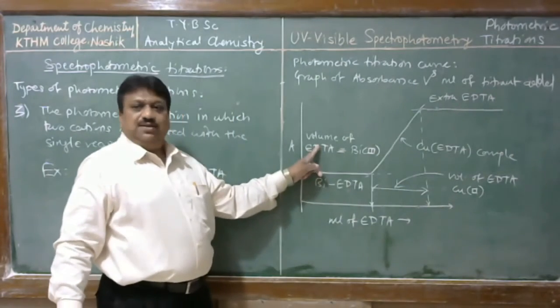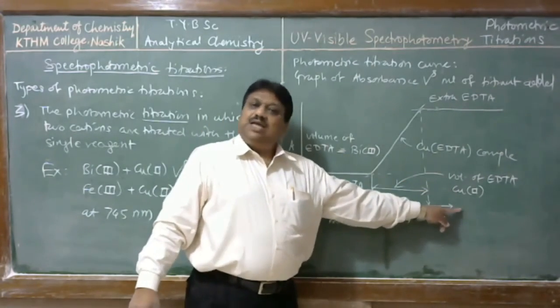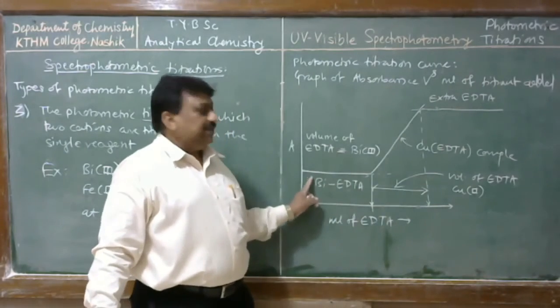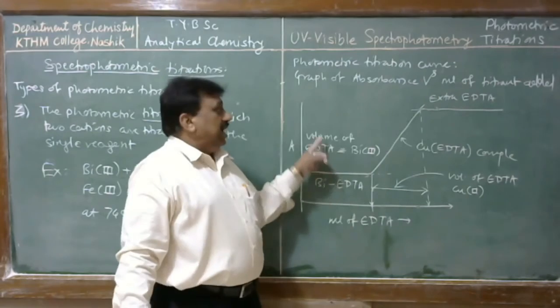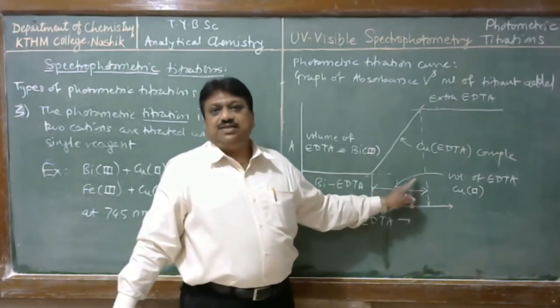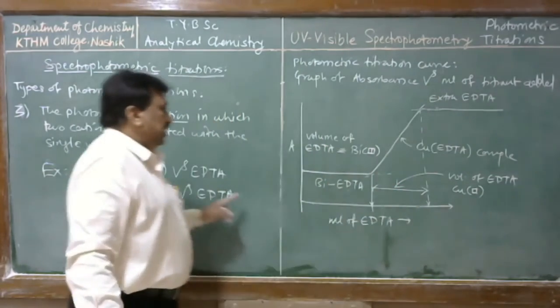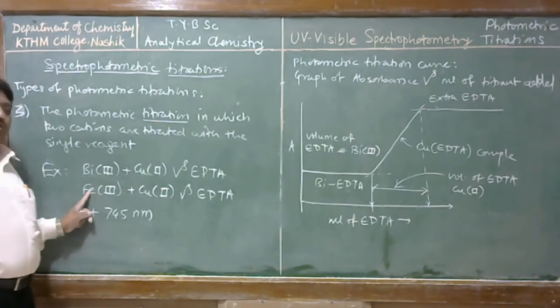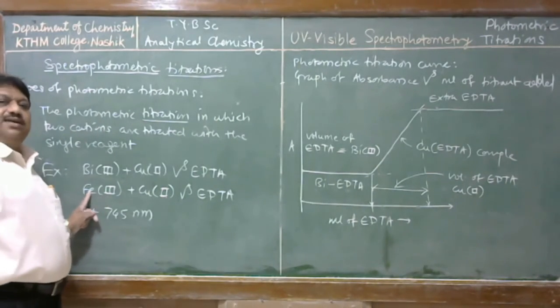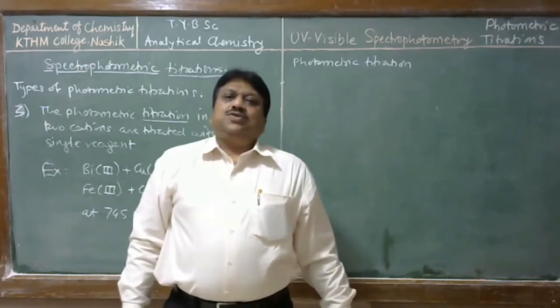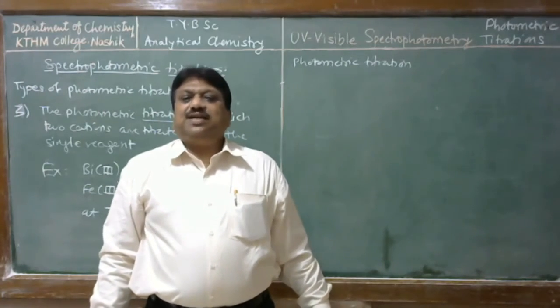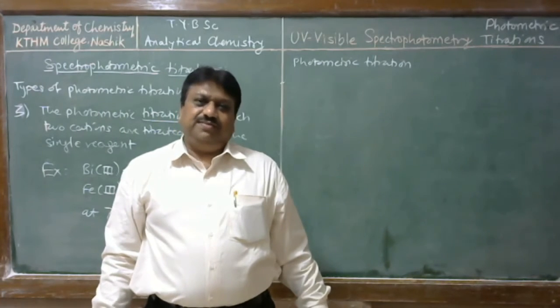Therefore, bismuth as well as copper in the mixture both are determined by means of EDTA by this photometric titration, and the nature of the titration curve is like this. A similar type of titration curve is obtained when we titrate iron third and copper second with EDTA. Student, this is all about the different types of photometric titration.